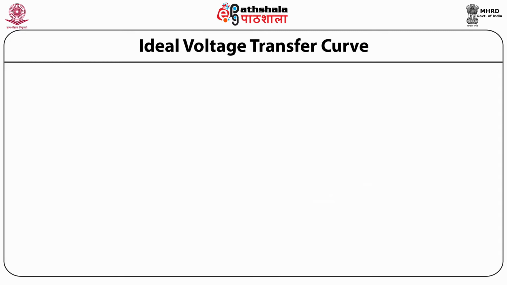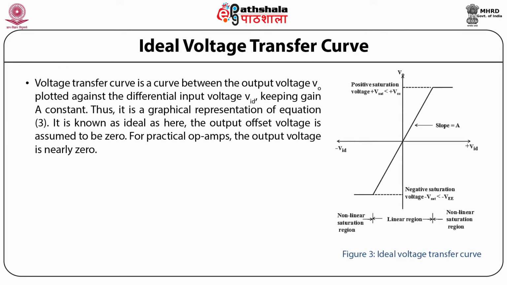Let us now study the ideal voltage transfer curve. The voltage transfer curve is a curve of the output voltage V0 plotted against the differential input voltage VID, keeping gain A constant. Thus, it is a graphical representation of equation 3 given before. It is known as ideal, as here the output offset voltage is assumed to be 0, whereas in practical op-amps the output voltage is nearly 0.